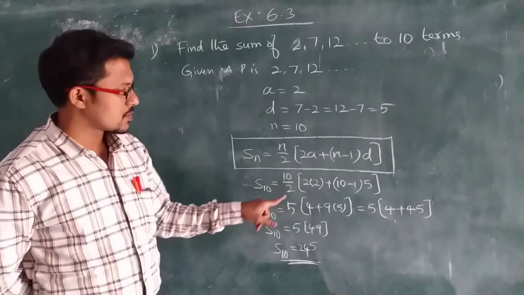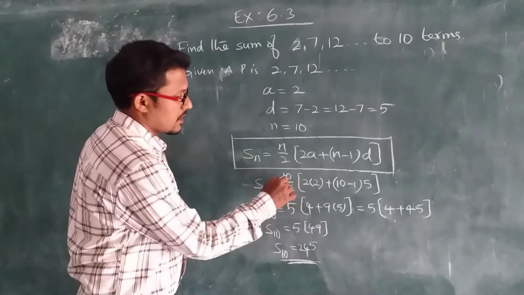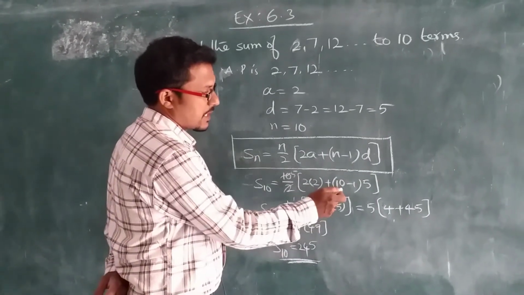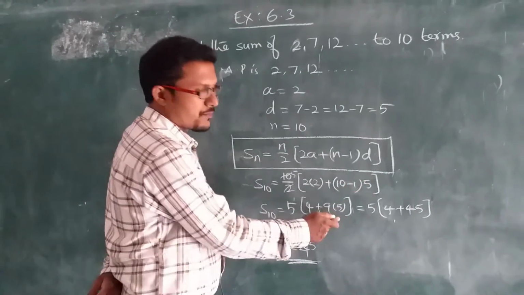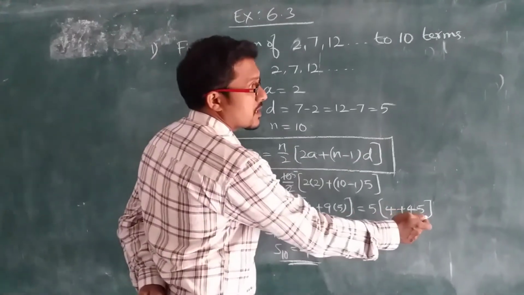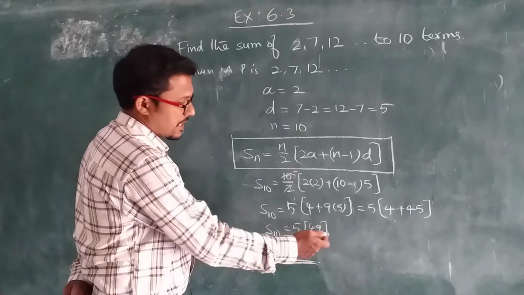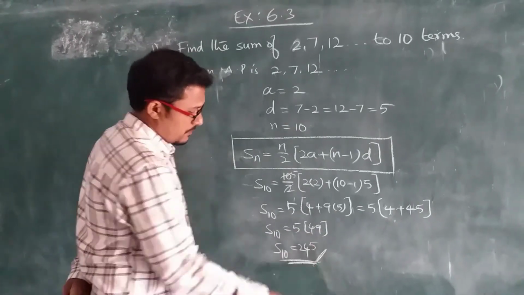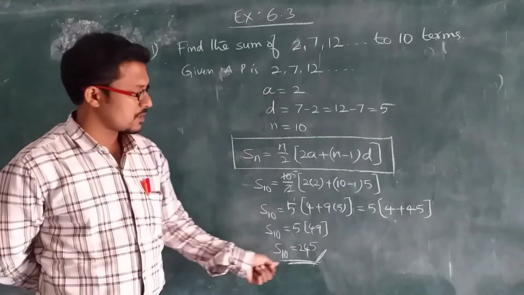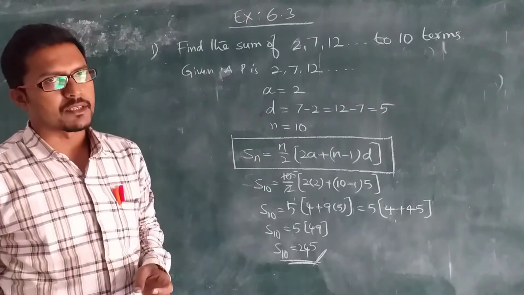Let us multiply these two. Dividing here, 2 ones are 2, 2 fives are 10. So 5 into, 2 twos are 4, plus 10 minus 1, that is 9 into 5 here. So 5 into, 4 plus 9 fives are 45. So 45 plus 4, that is 49. So 49 into 5 is 245. So the sum of 10 terms in the given AP is 245. Like this you can solve the first bit.